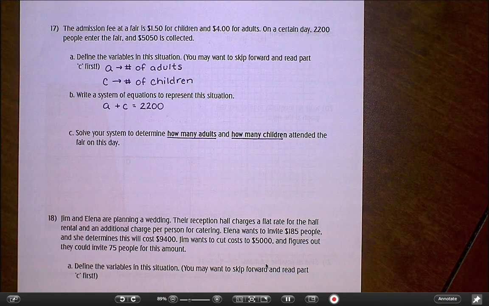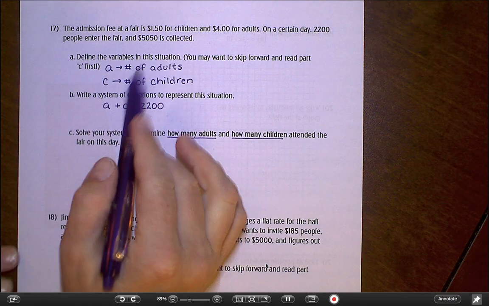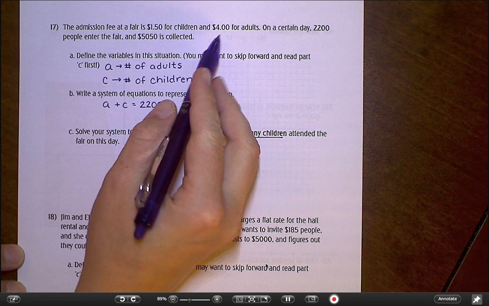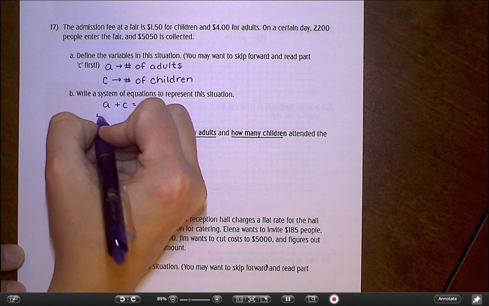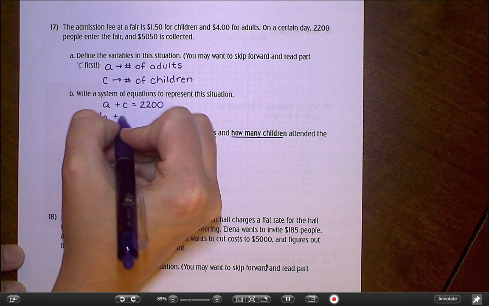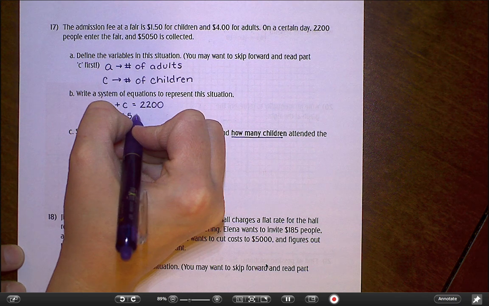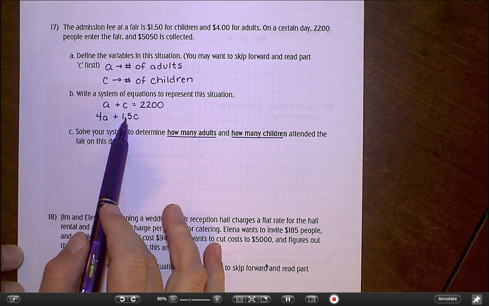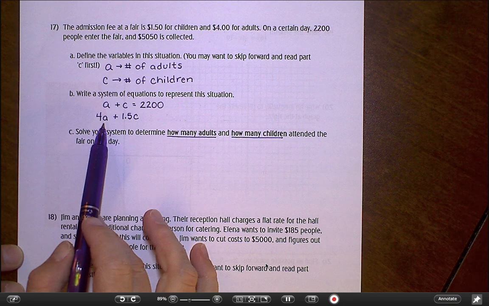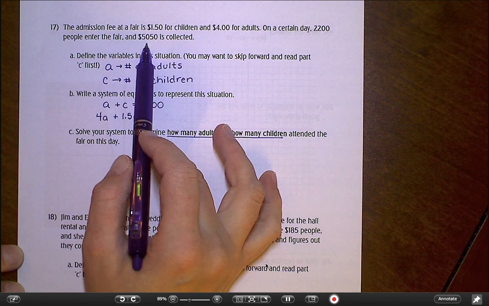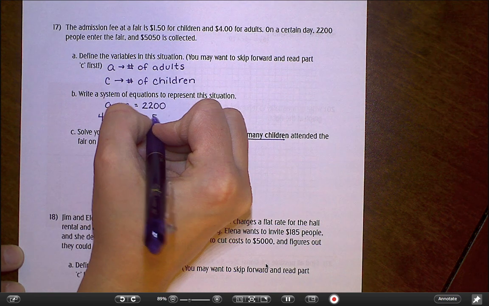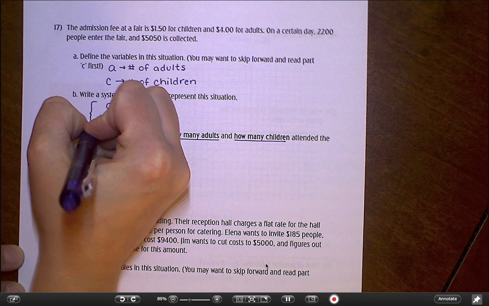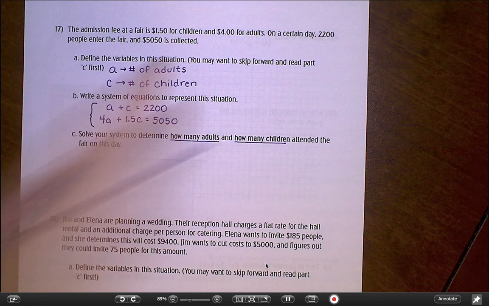My second equation is going to deal with the money. So if we're making $1.50 for children's tickets, and we're making $4 for adult tickets, this equation is going to look like this: 4 times A plus 1.50 times C. So think about this. This is really saying how much money we're making from adults, and this is how much money we're making from children. And money plus money should equal money. So this is going to equal 5,050. And this right here is my system of equations. It's two equations that are representing one situation.